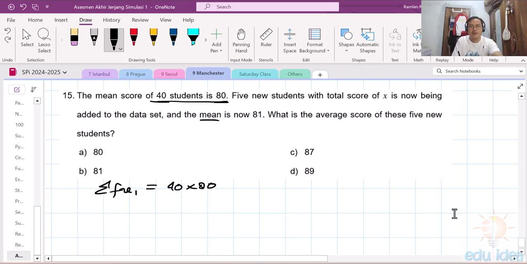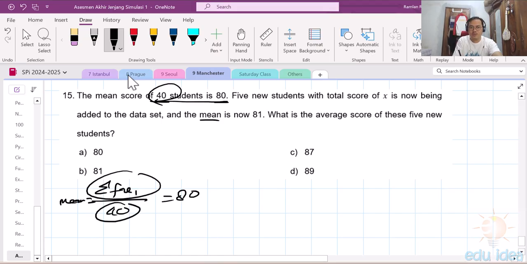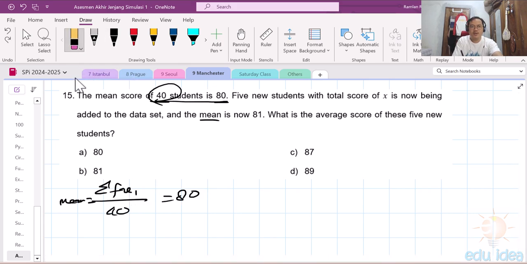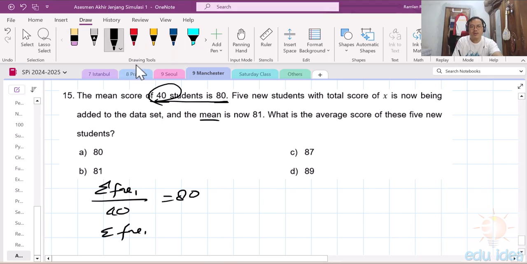Just remember that sigma fx1 is, if we use the mean, the total value of data divided by the total number of data, which is 40 students. So this is actually the mean, right, guys? If we simplify this, sigma fx1 is just, multiplying both sides by 40, 8 times 4 is 32, so it's 3200. So this is the total score of the 40 students.